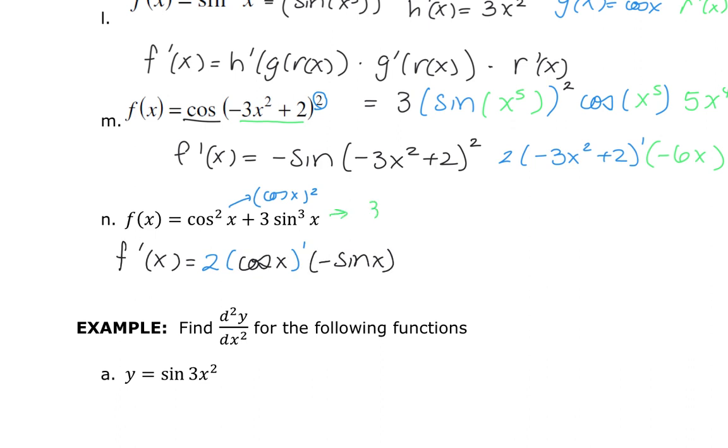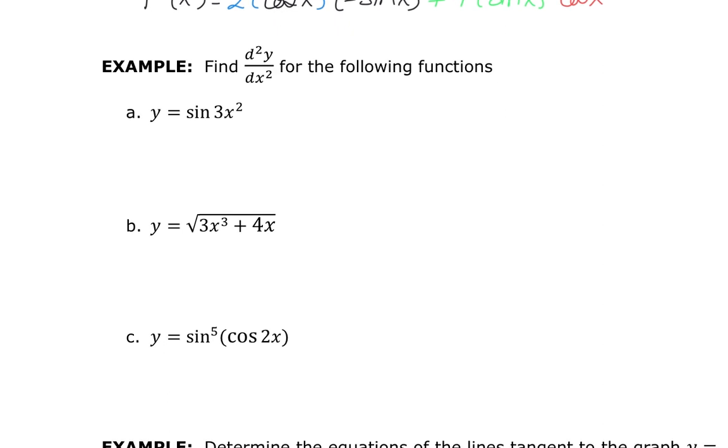Similarly, I can write this as 3 times the sine of x raised to the 3rd power. So my outer function is the cubed. So this will be plus 9 the sine of x squared. And then I'd multiply by my most inner function, which is sine, so that would be the cosine of x. Again, you can algebraically clean that up.